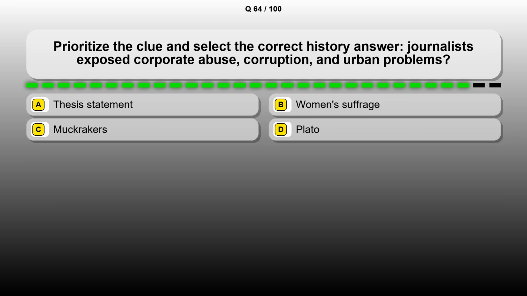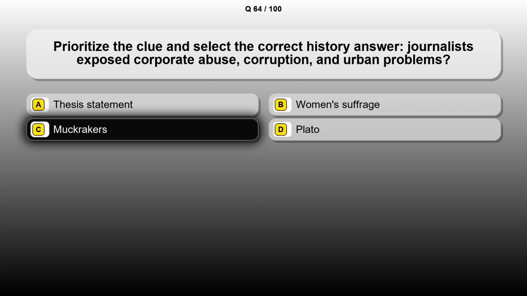Question 64. Prioritize the clue and select the correct history answer. Journalists exposed corporate abuse, corruption, and urban problems. Option A, thesis statement. Option B, women's suffrage. Option C, muckrakers. Option D, Plato.